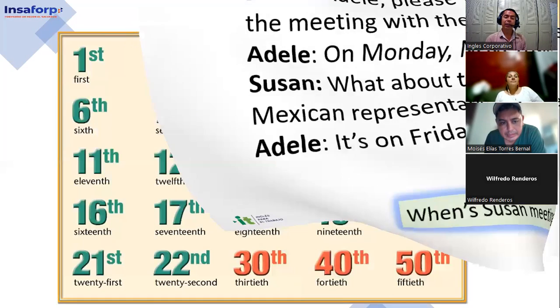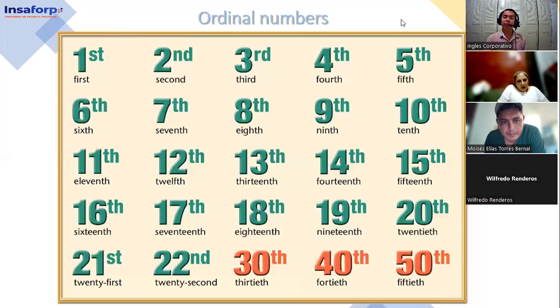Okay, thank you. Now, these are the ordinal numbers. Check it out. First, second, third, fourth, fifth, sixth, seventh, eighth, ninth, tenth, 11th, 12th, 13th, 14th, 15th, 16th, 17th, 18th, 19th, 20th. And then we begin again, right? 21st, 22nd, 23rd, 24th, 25th, 26th, etc. Then 30th, trigésimo, right? 40th, cuadragésimo, 50th, quinquagésimo, right? Okay, good. These are the ordinal numbers.